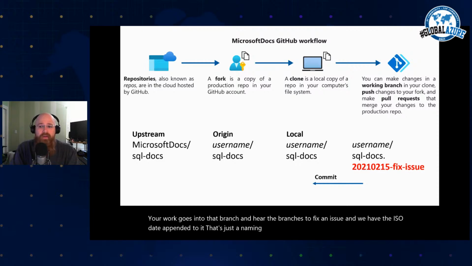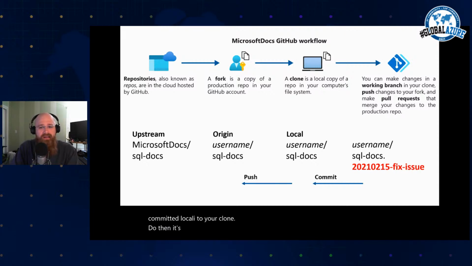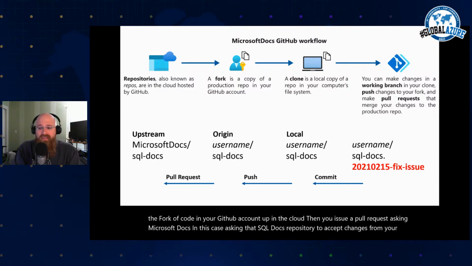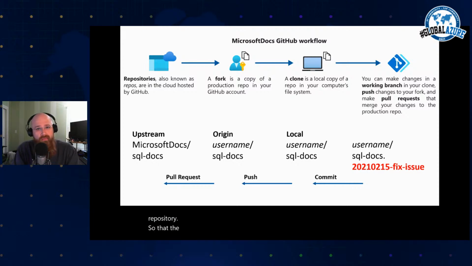When you're done, first the branch is committed locally to your clone. Then it's pushed to your origin in GitHub. Now it's actually off of your workstation. It's in the fork of code in your GitHub account up in the cloud. Then you issue a pull request asking Microsoft Docs, in this case the SQL Docs repository, to accept changes from your repository so that the changes can be merged from your fork into the main repository.